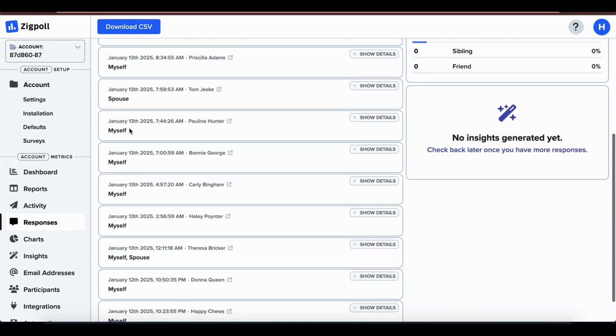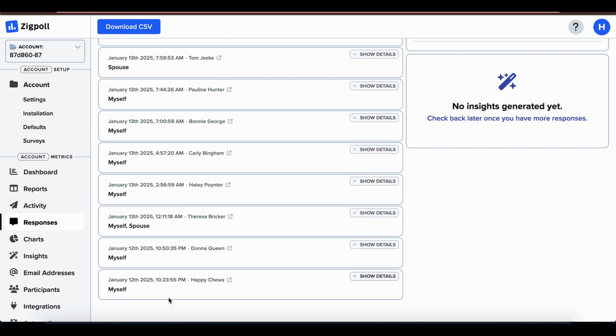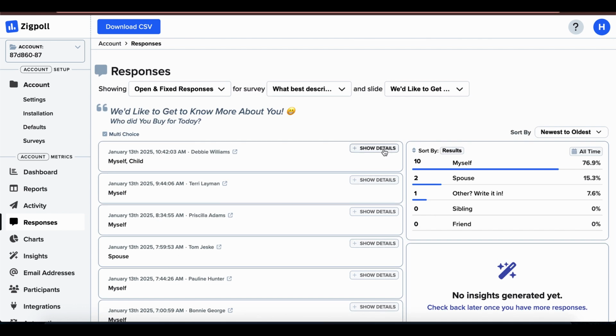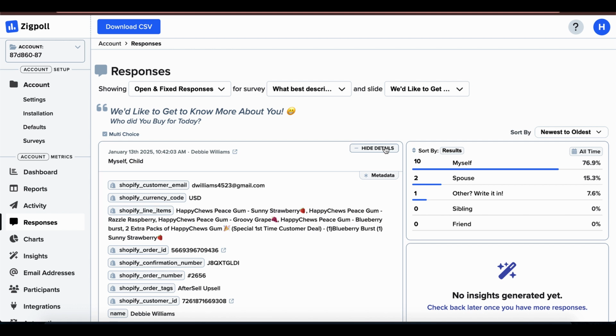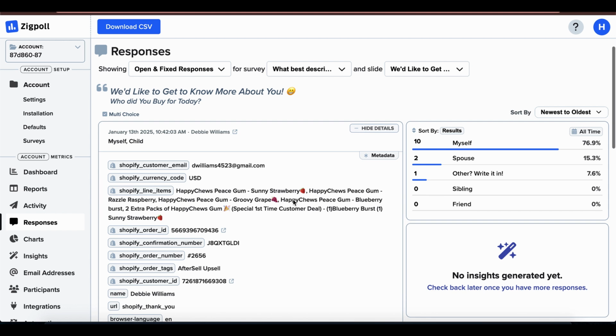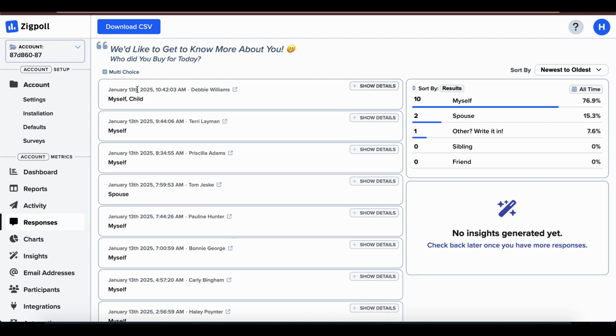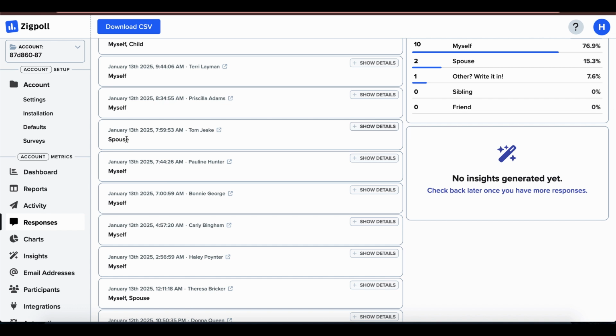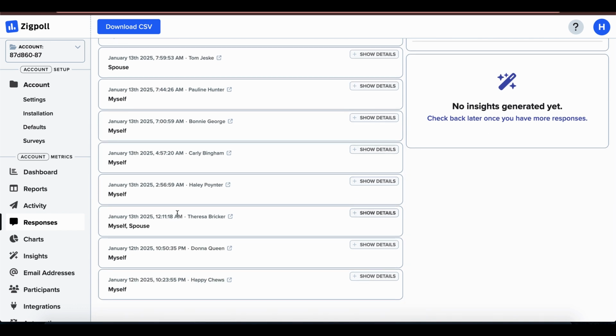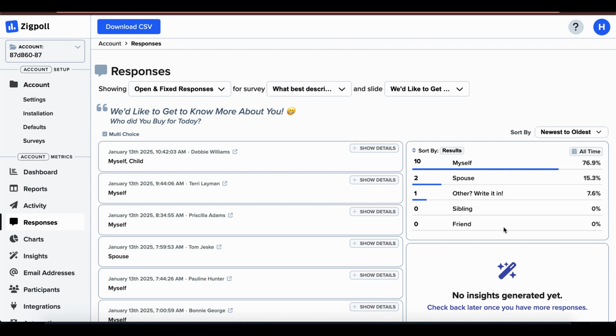Okay, right off the bat, you can see a lot of people are buying for themselves. Let's see, show detail. All right. So right off the bat, you can see yourself or their child, spouse, myself, spouse. What I thought people were doing mostly was for a sibling, which is true, but just one.